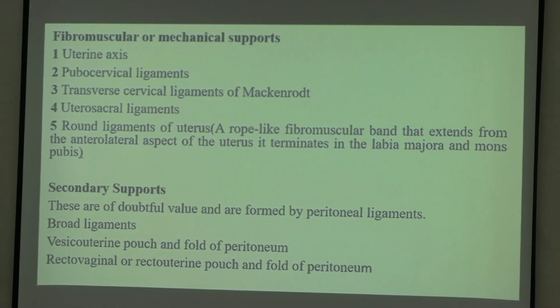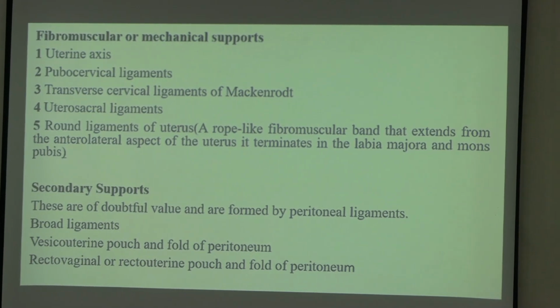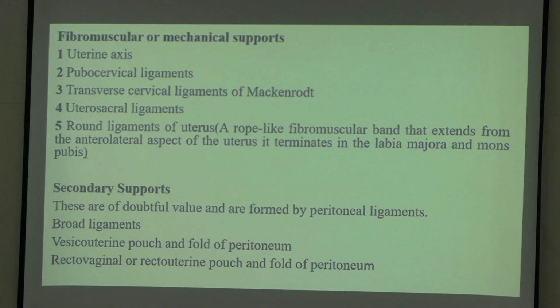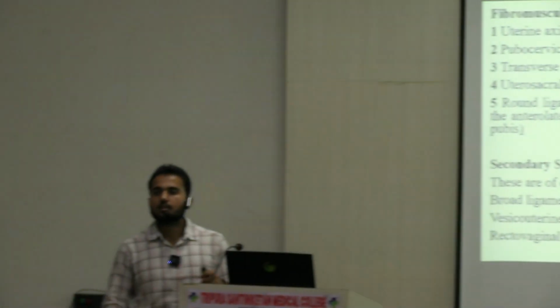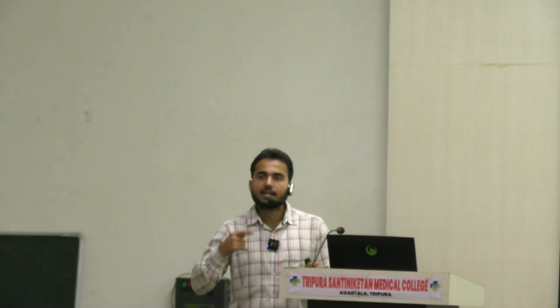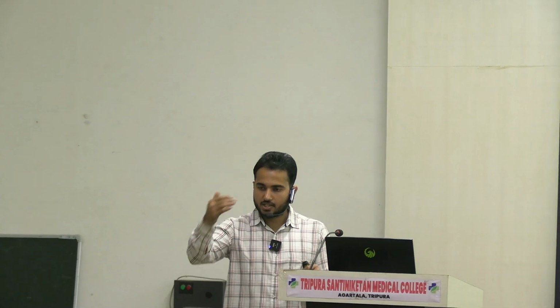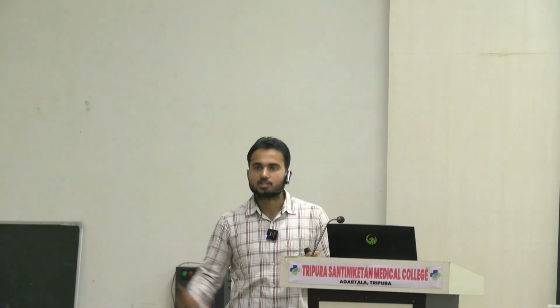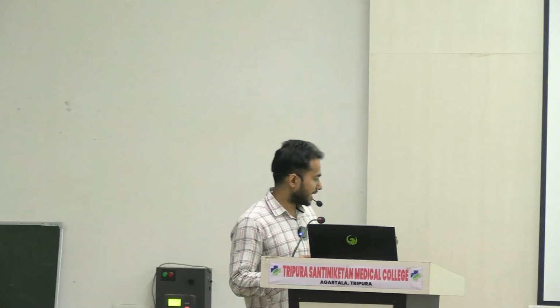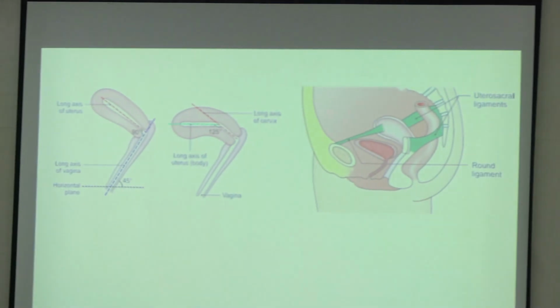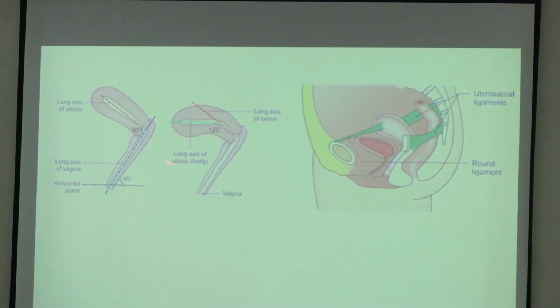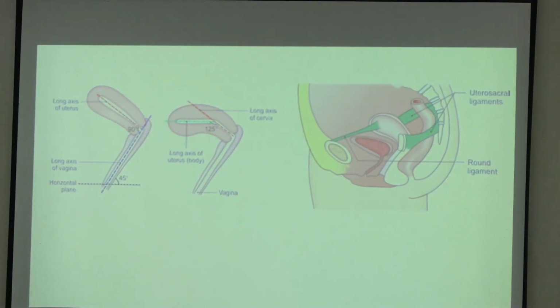Okay. Now, these particular ligaments which I have mentioned, they are nothing but the thickening of the endopelvic fascia, and they are providing support from anterior aspect, posterior aspect, and lateral aspect. Okay, let me show you the diagram. So this is the angulation which already we have discussed. This is also providing support to the uterus.